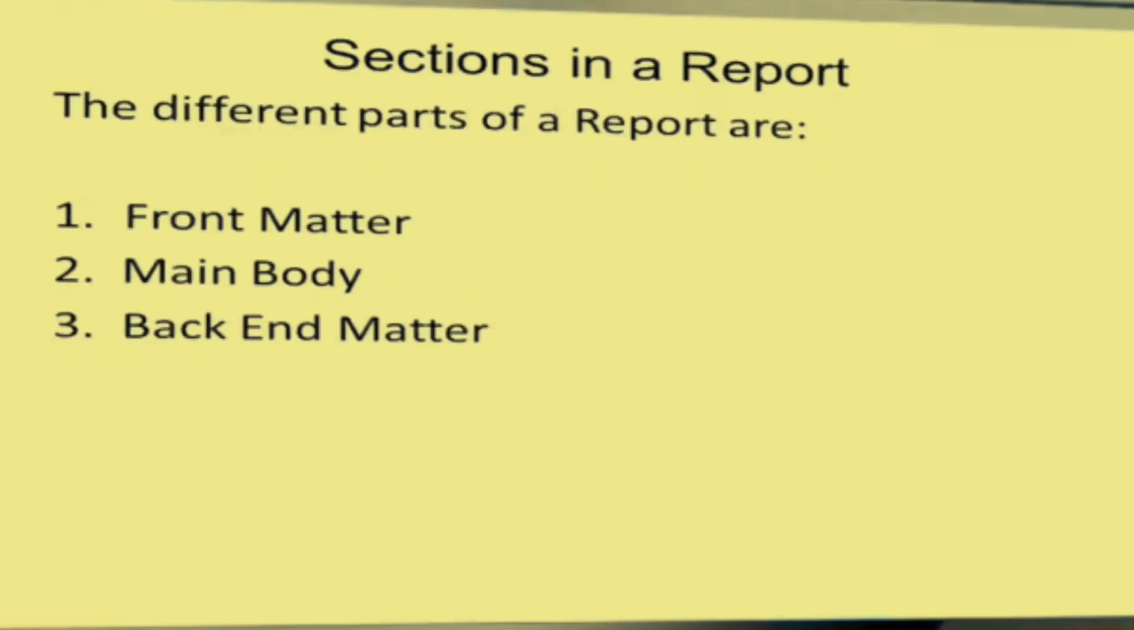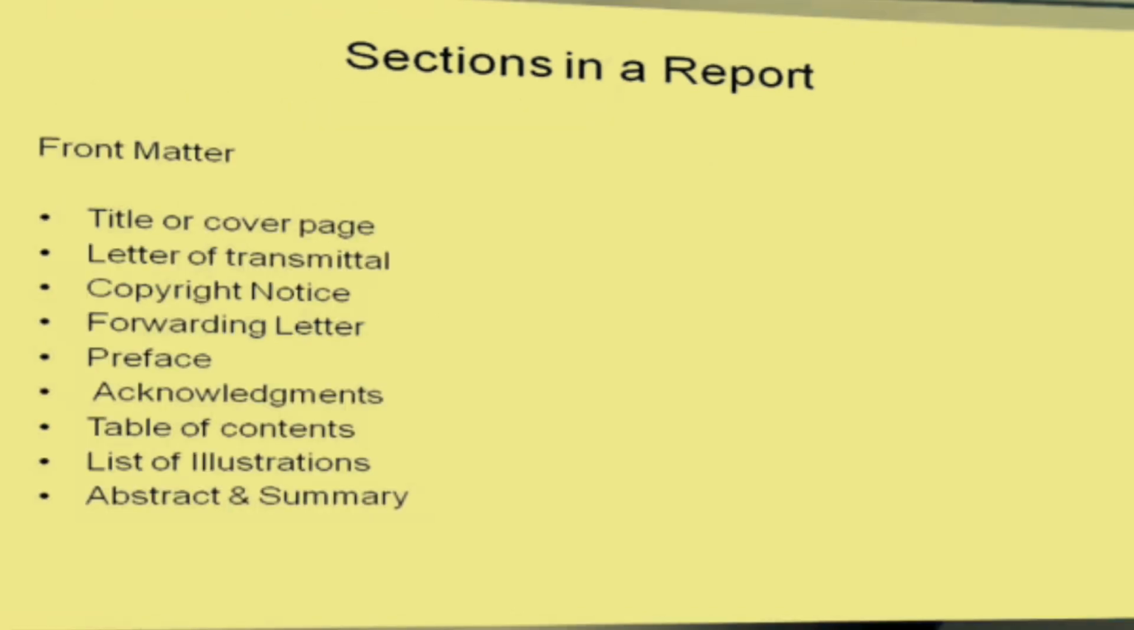In a report, there are three different sections. They are the front matter, the main body, and the back end matter. We will discuss each one of them separately. Let's take the front end matter first. The following that you see on the screen are the parts that we include in the front end matter. The first is the title or the cover page. The second is a letter of transmittal. There's a copyright notice, forwarding letter, a preface, acknowledgement, table of contents, list of illustrations, and then abstract and summary.